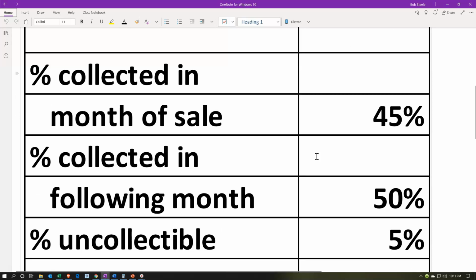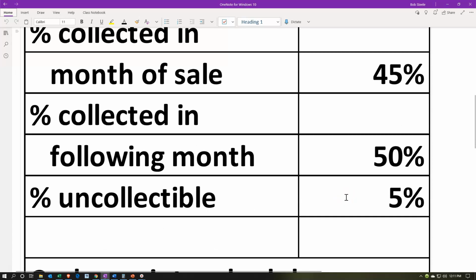Percent collected in the following month. So in other words, we have the sale, we have them in accounts receivable, we want to collect on that, but we don't typically collect until the following month, the month after the point in which we had the sale and sent out the invoice. That's going to be 50%.